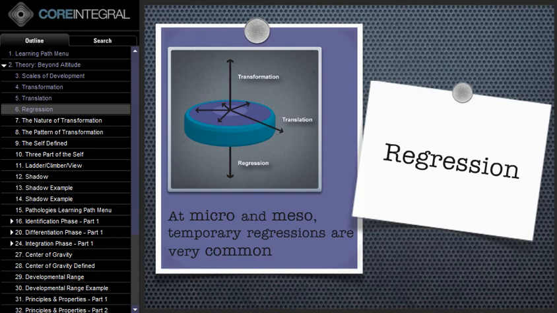For the purposes of this course, we will confine ourselves to the macro level of development. And of most importance at that scale is the movement of transformation. So, what does transformation entail?